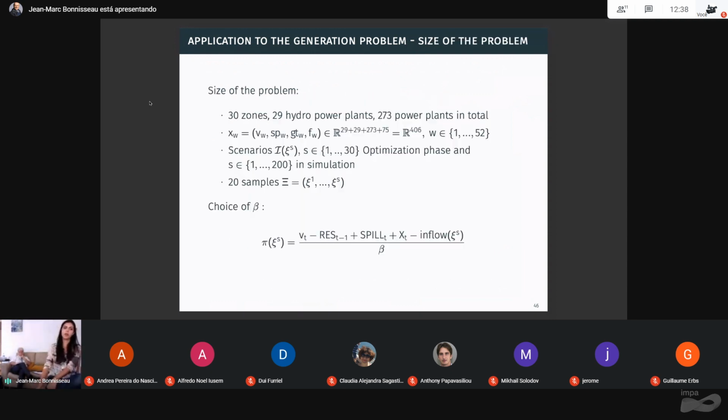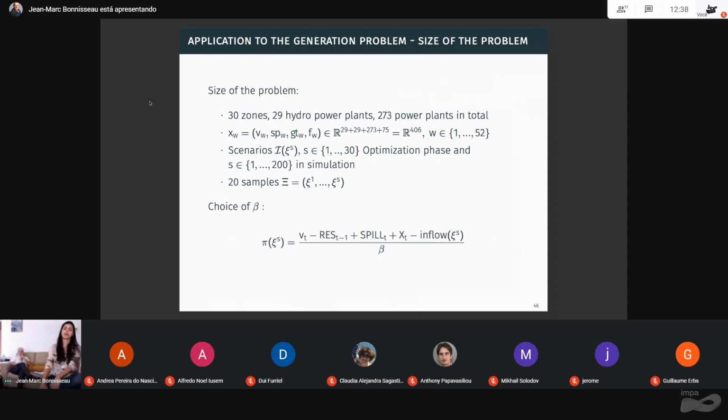So the size of the problem we solve is that we have 30 zones, 29 idle power plants, and 273 power plants in total. Our decision vectors consider the levels in the reservoirs, the generation, the spillage for water hydropower plants, and the flow between zones. If we sum all these dimensions, the decision vector is in R46, and we have 52 stages.